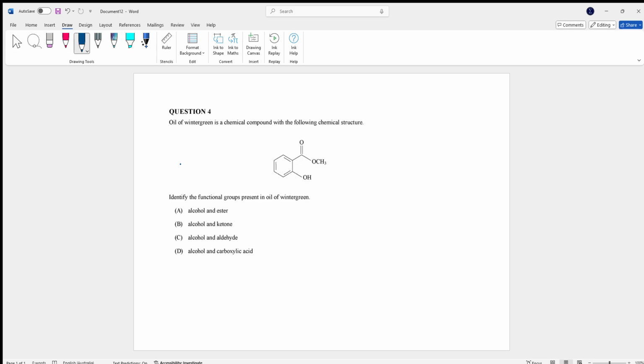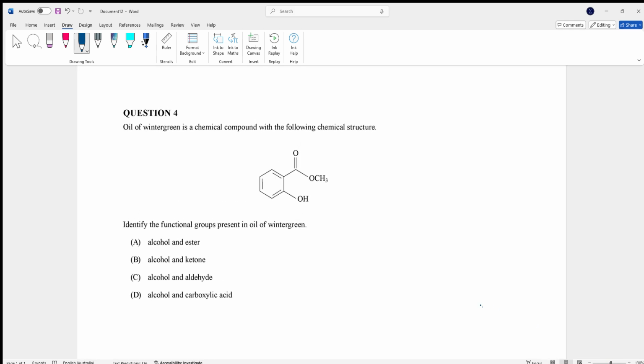So oil of wintergreen is a chemical compound found with the following chemical structure, and we're given the diagram here. And the question here is we're asked to identify the functional groups present in the compound here, okay? Now here we're given a couple options. Now, it's a no-brainer that there's going to be an alcohol present in it, okay? And alcohol is your OH group, which is right there, okay?